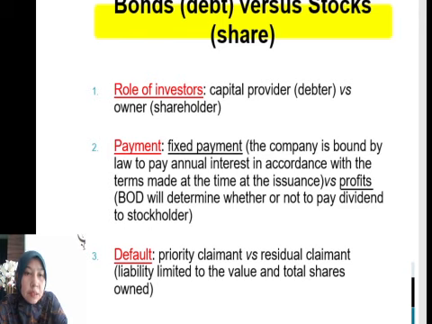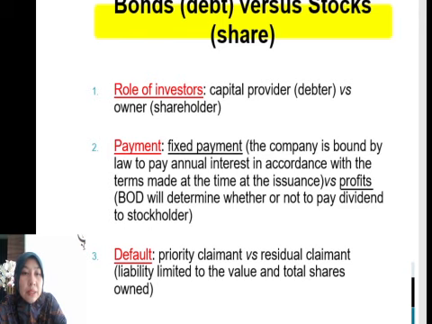Okay, and then how about the stock? Profits. No fixed payment for share because they are sharing the ownership of the business. So you need to wait until the end of the maturity period of the investment. Then the company will calculate a profit for the stockholder or shareholder. The board will determine whether or not to pay dividend to the stockholder. They call it dividend.